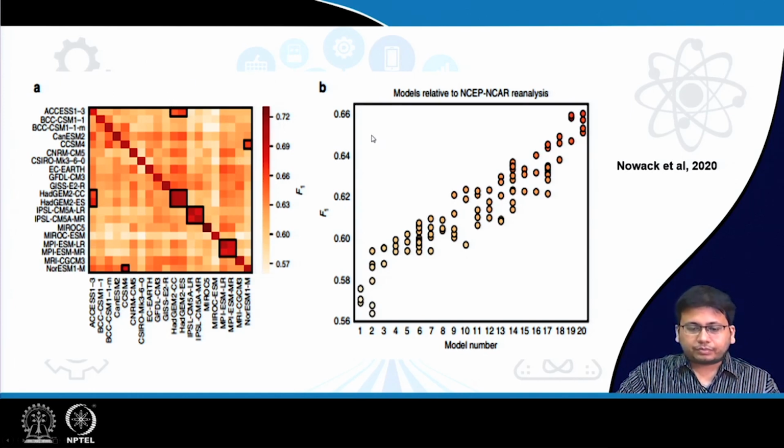They have this F1 score, which is basically related to precision and recall. They calculate this F1 score for the different models, and the higher the score is, the greater the degree of similarity of that simulation's network with the observational network.